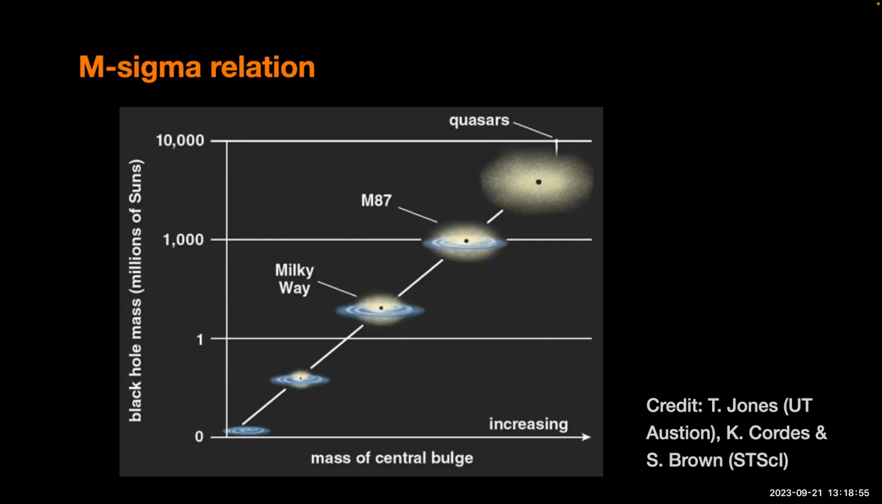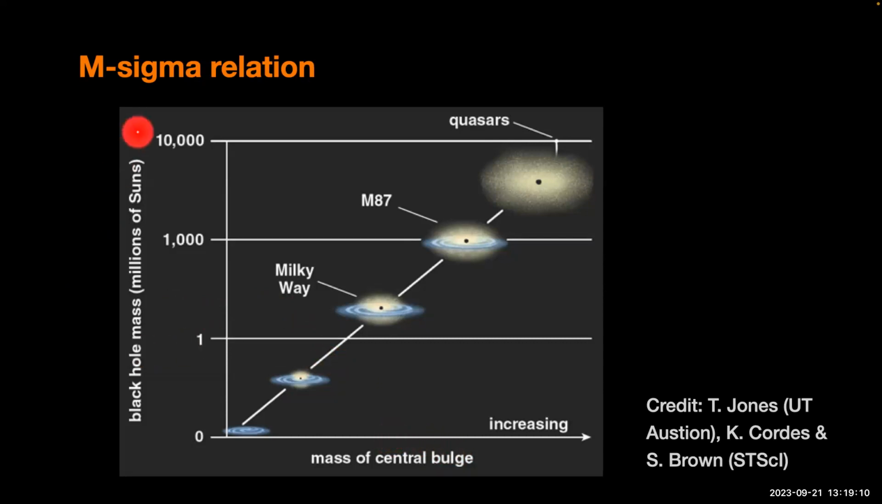This has two implications. The more shallow one is great, because it's very hard to measure the mass of the central black hole, but it's much easier to measure the mass of the galaxy or the bulge.